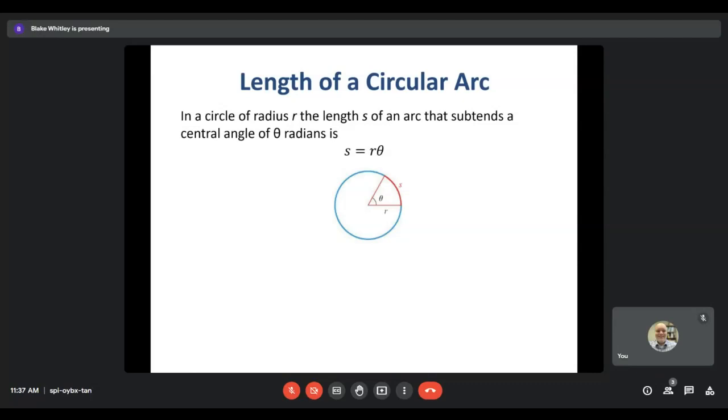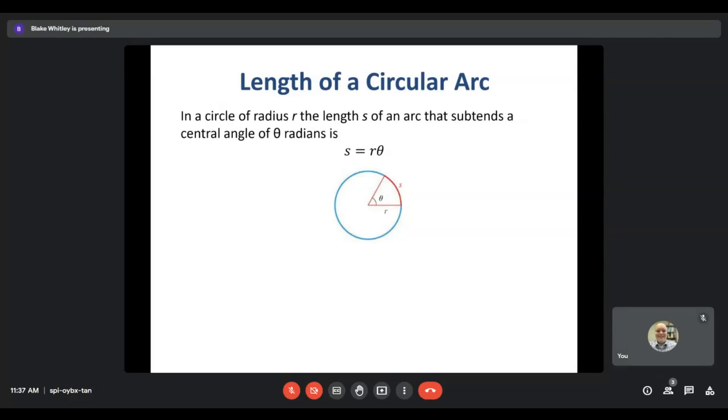All right, now the length of a circular arc. So we already talked about that as long as your radius is 1, the theta value should be equivalent to whatever that arc length is. Well, now we have a formula that says, no matter what the radius is, we can find that arc length by taking the radius, which is r, and multiplying by that central angle, which is theta.